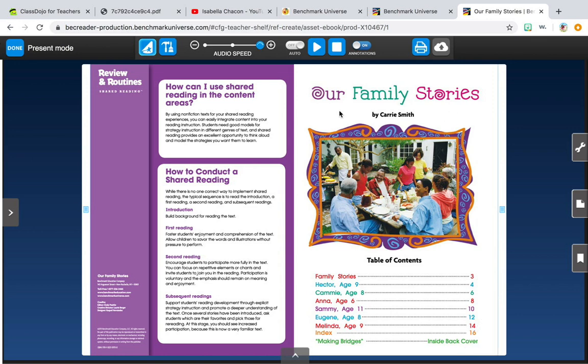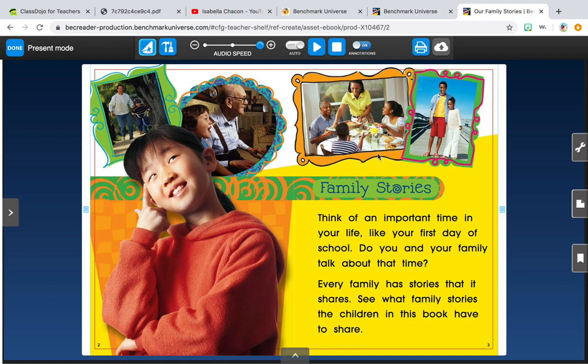Our Family Stories by Carrie Smith. Family Stories. Think of an important time in your life, like your first day of school. Who remembers your first day of school? Was it scary? Was it fun? Were you excited? I hope you were excited. Let's keep reading. Do you and your family talk about that time? Every family has stories that it shares. See what family stories the children in this book have to share.